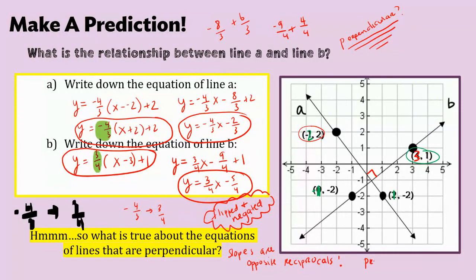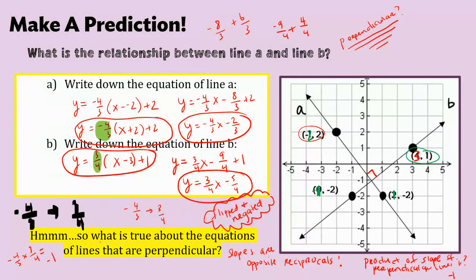I'm just going to build on this. The product of slopes, product means multiplication, of perpendicular lines is always going to be what? Right? If I multiply these two together, negative 4/3 times 3/4, try that out. Do you get negative 1? Whoa, that'll always be true. That is a rule. The product of the slopes of perpendicular lines is going to be negative 1, right?